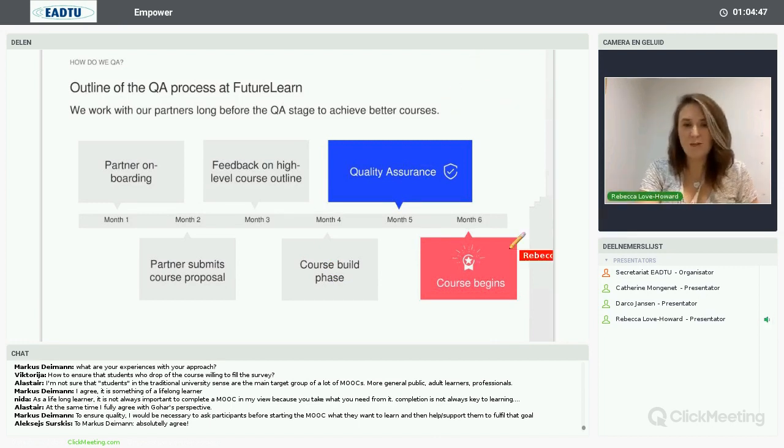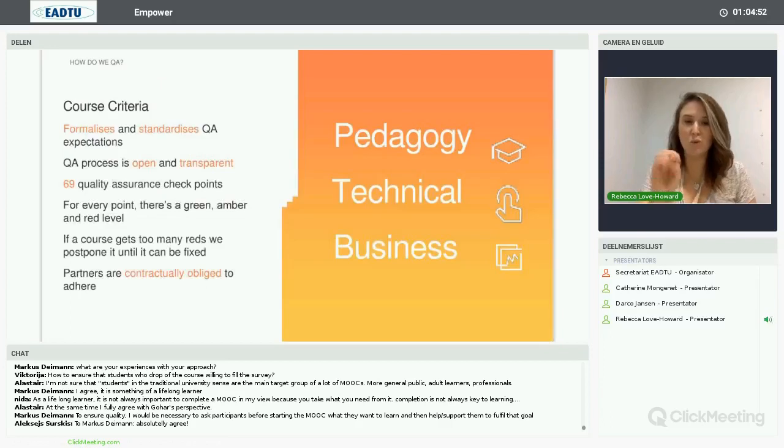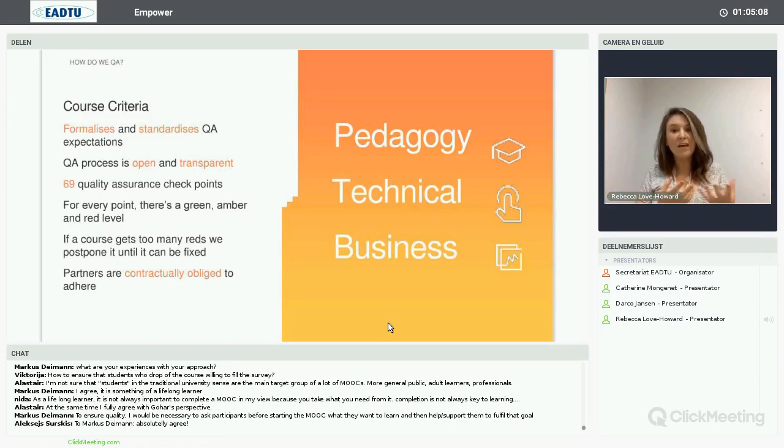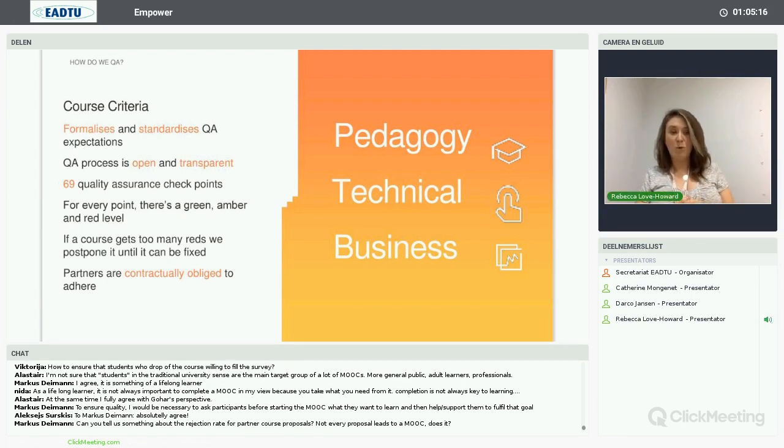So what do we QA with? What's the kind of backbone of all this? The actual quality assurance itself, and that's our course criteria. It is something the content team at FutureLearn are really proud of, because it's very robust, we feel, and very open and transparent. It's available for every partner to see and look at from the very first moment that they become a partner. It's made up of 69 quality assurance points.